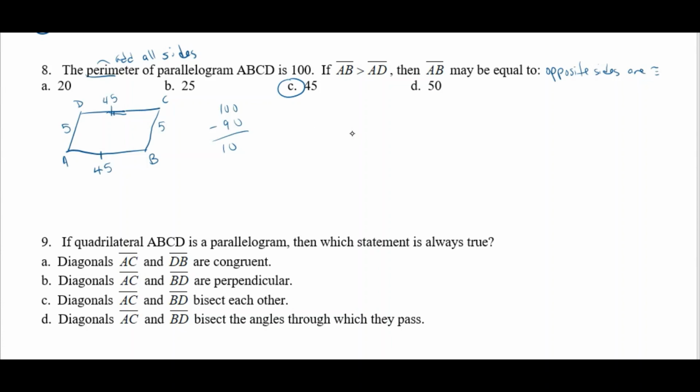And the key thing is that AB has to be bigger than AD. So that's what rules out B and A, and D is not possible because I only have a perimeter of 100.